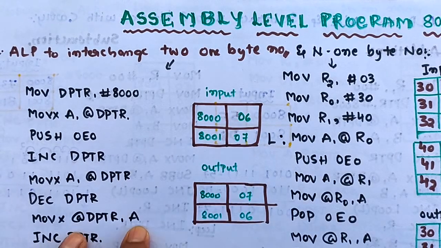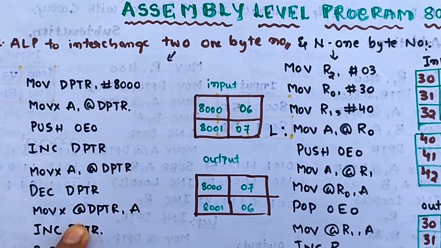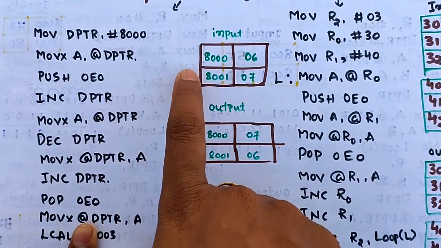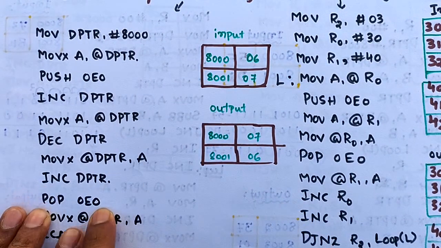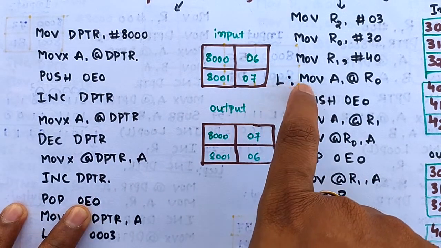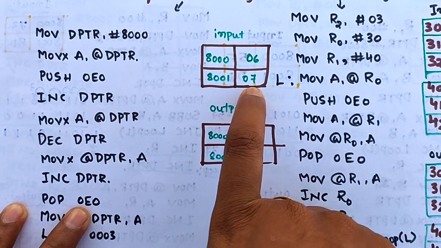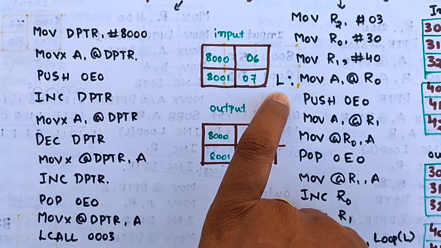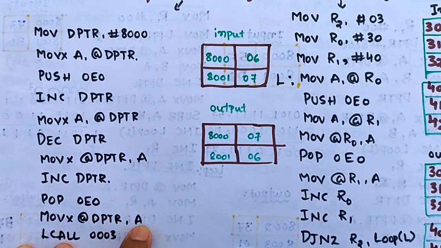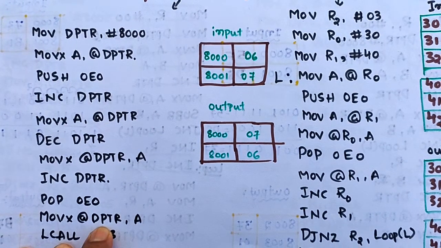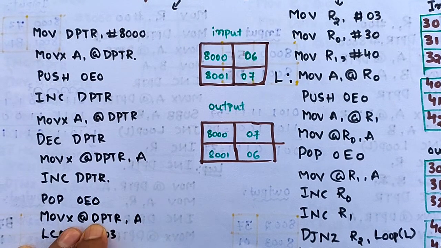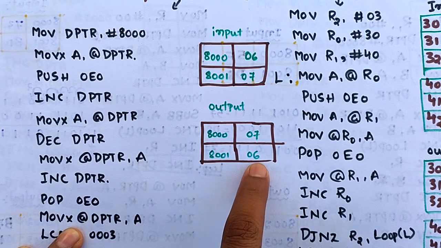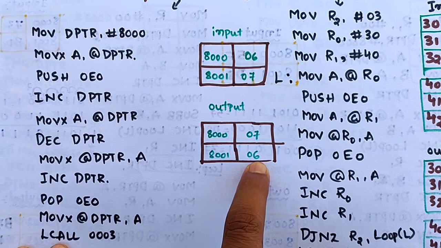Now transfer the content of the accumulator to the DPTR location, and after this operation increment the DPTR and use the pop instruction. That means the stack content 06 will be popped and copied to the accumulator first. Once it comes to the accumulator, we can easily transfer that accumulator content to the DPTR location. So 07 goes to location 8000, and 06 comes to location 8001.